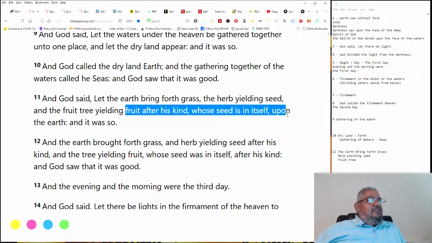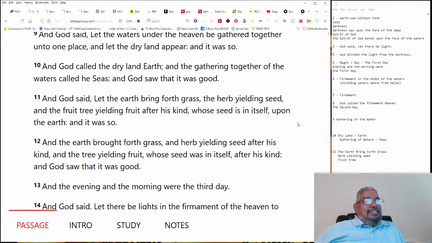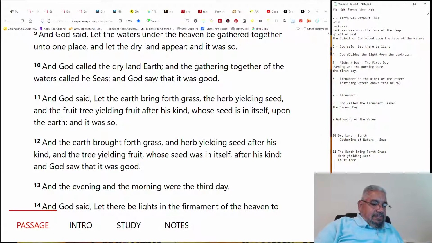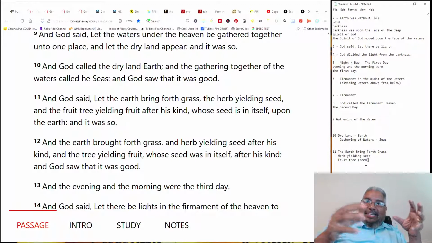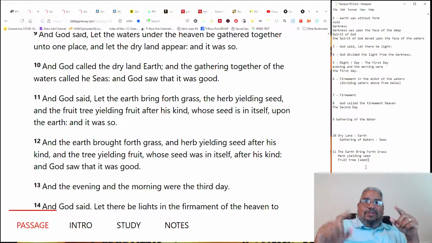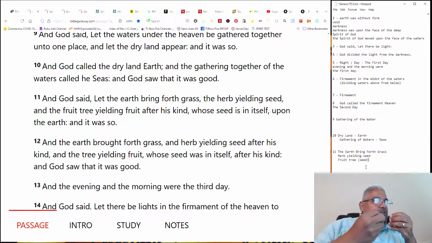Yielding fruit after its kind, whose seed is in itself upon the earth, whose seed is in itself, right? Herb yielding seed, fruit tree. And when you're looking at this, you want to put the seed, because the concept is very important. This concept about the seed in itself, very important. Esto es muy importante, el término que usa aquí, que tenga su semilla. Okay, la fruta que tiene su semilla en sí, la hierba con semilla, que produzca semilla.